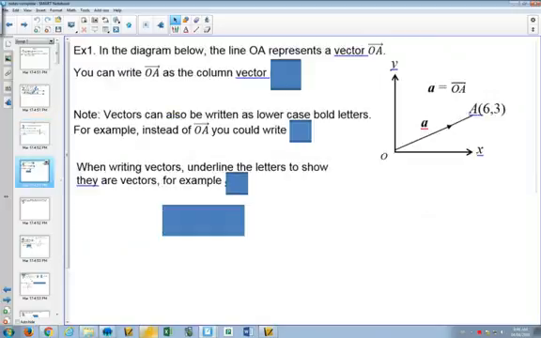So here we've got a vector OA. It is a position vector because it starts from the origin. We can write it as a column vector because it ends at the point 6, 3. You'd put the 6 on top and the 3 underneath.